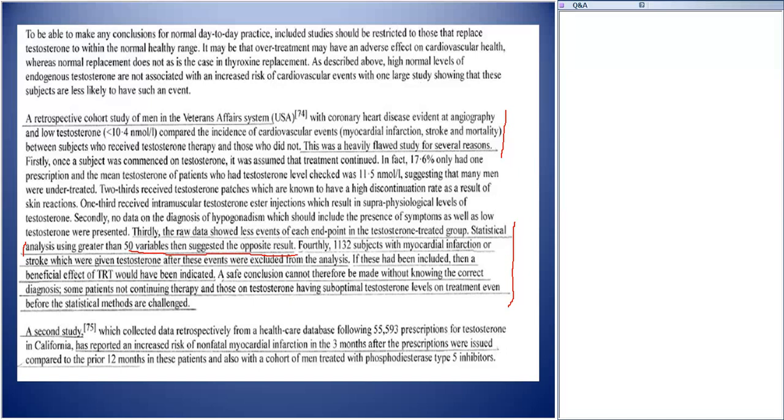Fourthly, 1,100 patients who had a myocardial infarction or stroke and were given testosterone after these events were excluded from the analysis. And if these had been included, then a beneficial effect of testosterone would have been indicated. So the study would have had completely different results had they not made these flaws. But unfortunately, they made the flaws and they got a different result. So a safe conclusion cannot be made without knowing the correct diagnosis. And some patients did not continue therapy, and those on testosterone had suboptimal testosterone levels, even before the statistical methods were challenged.